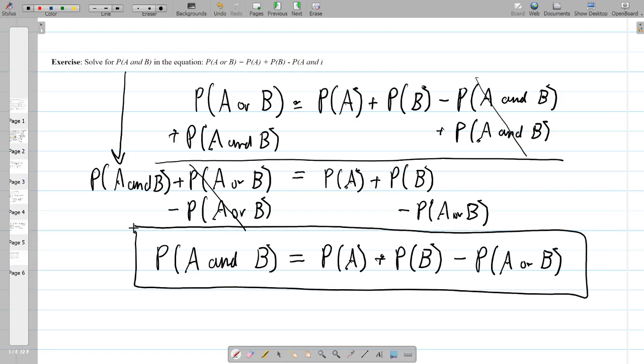Okay, so the usual addition rule is something like this, and then you could rearrange things and get another rule like this. Probability of A and B is equal to that expression right here, which can be useful sometimes. And let me close this down.